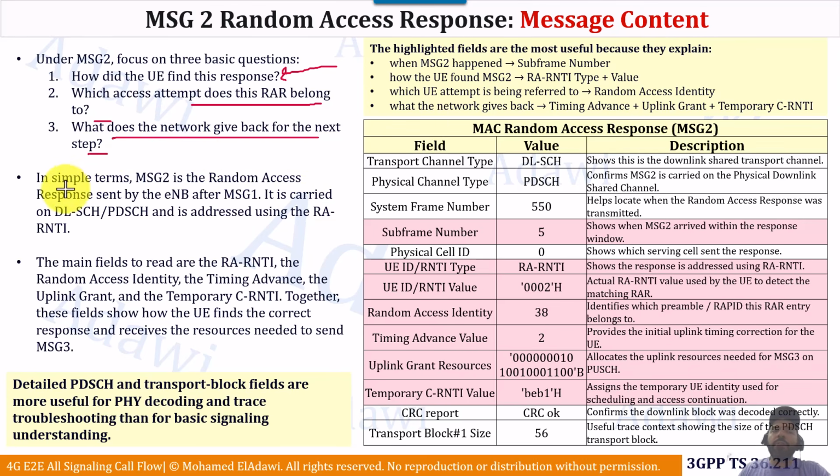So in simple terms, as you can see, message 2 is the random access response sent by the NLP after message 1, and it's mainly carried on the downlink shared channel, the physical downlink shared channel, and it addresses the user using the RNTI type. So forget about this explanation. Let's try to understand it from here. For example, we know that the eNodeB will be sending this message in the physical downlink shared channel, in this particular subframe.